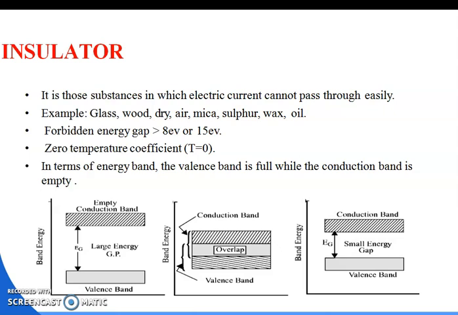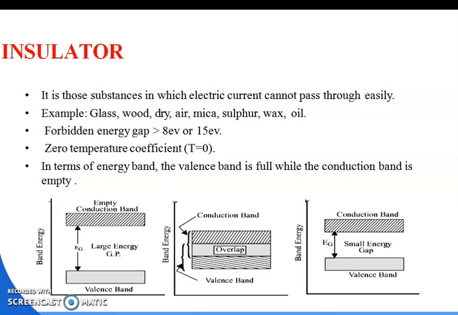That means here electric current cannot pass through easily. Examples: glass, wood, dry air, sulfur, wax, oil. These are the different types of insulator.